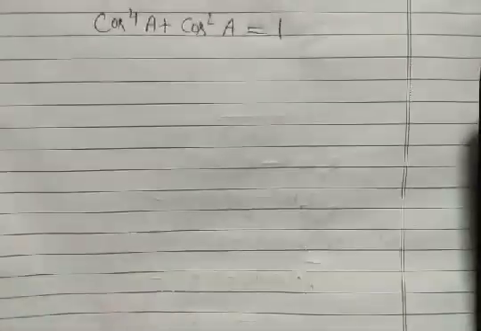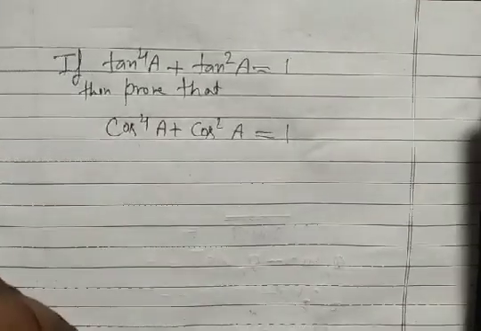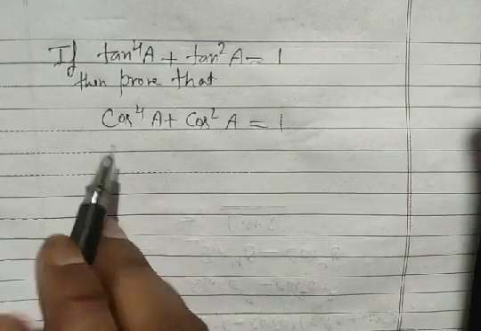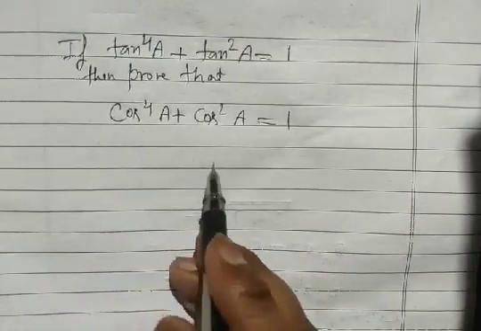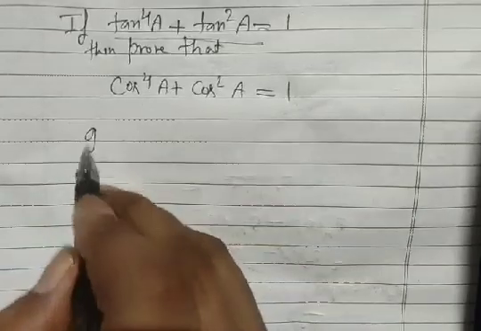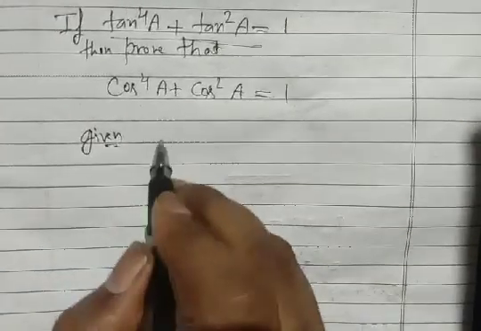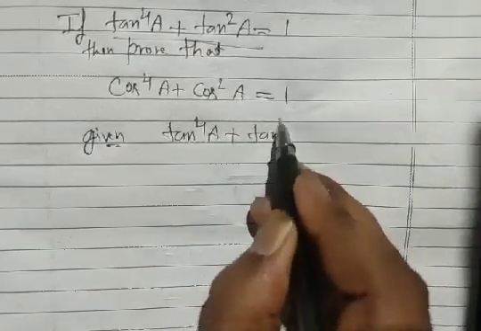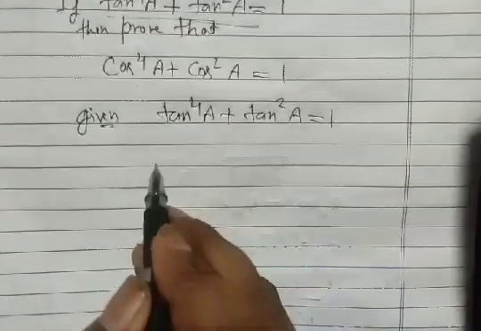Now we move to another problem. If tan to the power 4 a plus tan square a equal to 1, then we have to prove that cos to the power 4 a plus cos square a equal to 1. Again we start with the given part. We have given tan to the power 4 a plus tan square a is equal to 1.